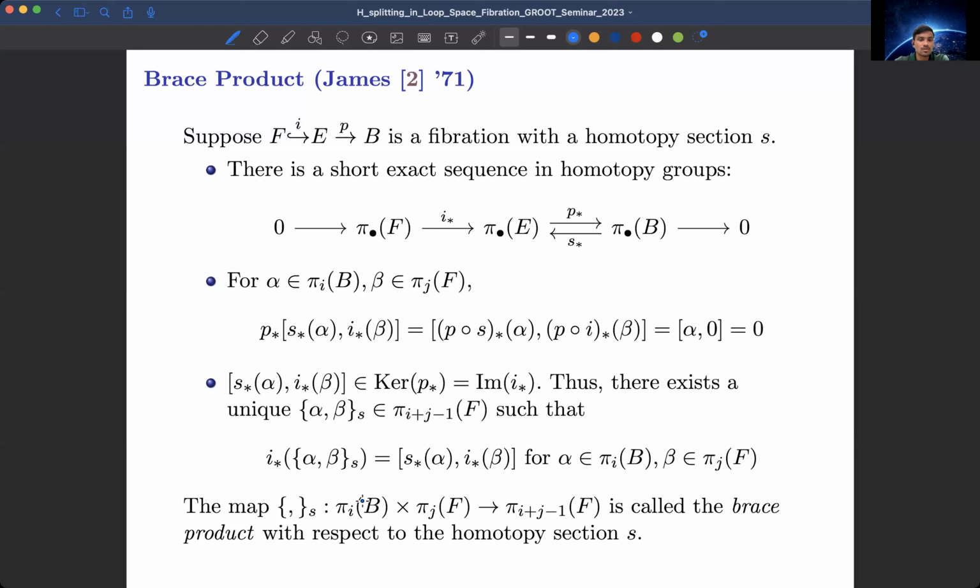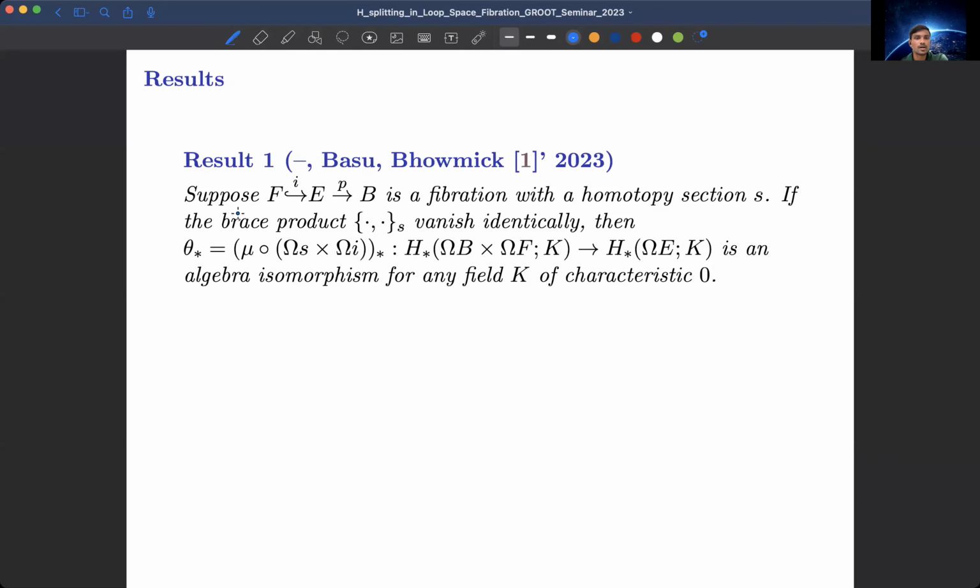So in a sense, this Base product actually defines a pi dot B module structure on pi dot F, okay, for a given homotopy section S. And the result that we are interested in is that suppose we have a fibration with again a homotopy section S, and if this Base product that we just defined vanishes identically, then this map, mu composed with omega s cross omega i, the induced map in the homology level, actually is an algebra isomorphism for any field K of characteristic 0.